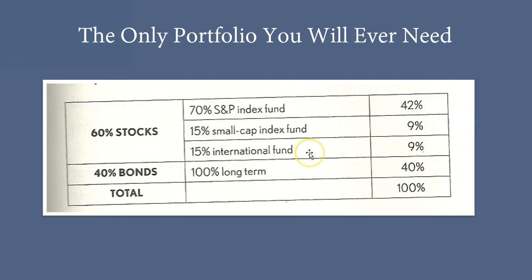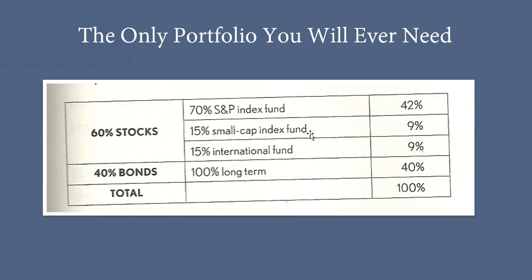And then 15% international fund. That's just within the equity portion. Now, the far right-hand column is the overall portfolio size. But within equity, and remember stocks and equity are the same thing, it's 70% index, 15% small cap, 15% international. That's going to give you really good exposure internationally. You're going to get good global exposure through the index, plus a lot of domestic in the S&P index fund.